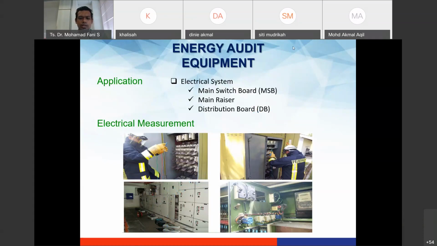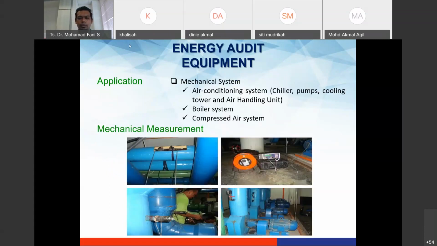So the technical assistant here wears the proper clothes and gloves for safety. For the mechanical one, for example, air conditioning chiller pump, they use these portable flow meters. Why? To get the flow, because from this data we can calculate the efficiency of these parts of the chiller plant later on in the analysis part.